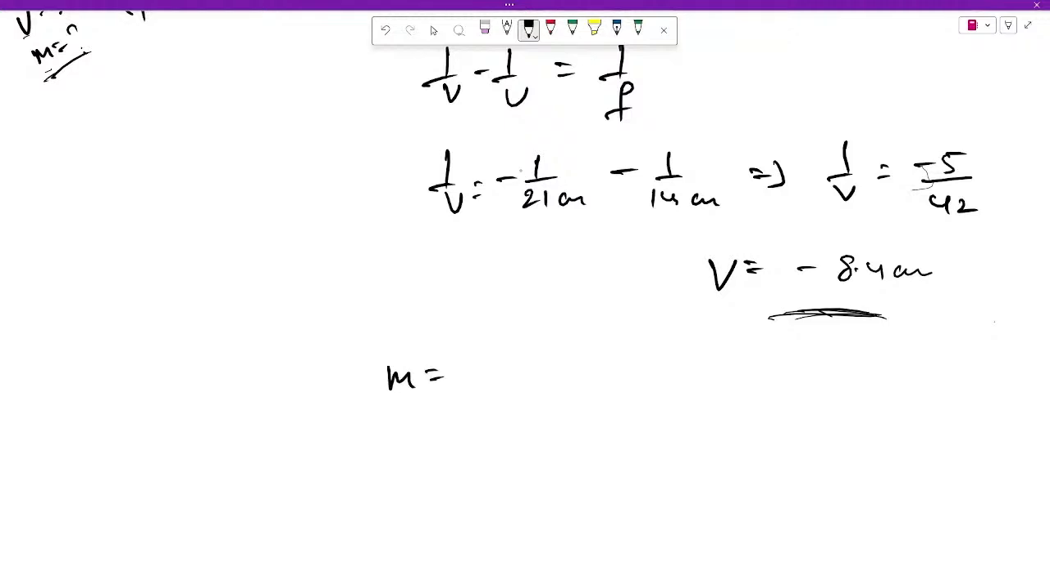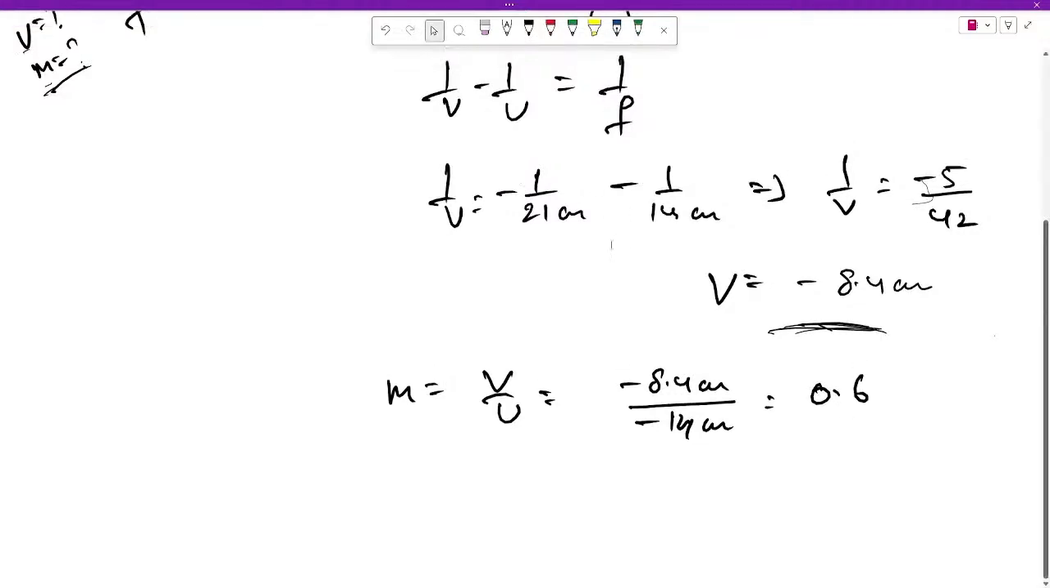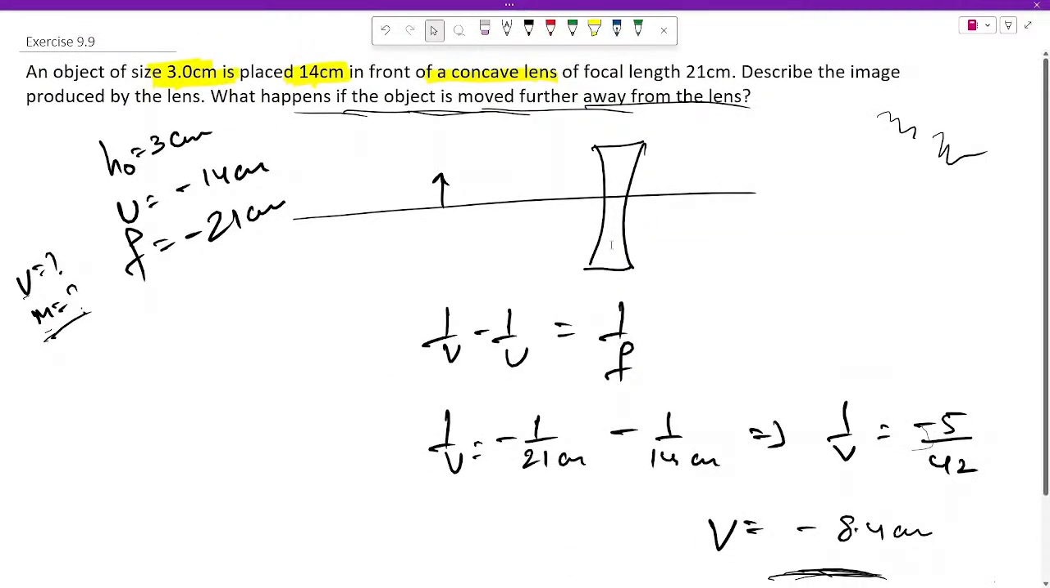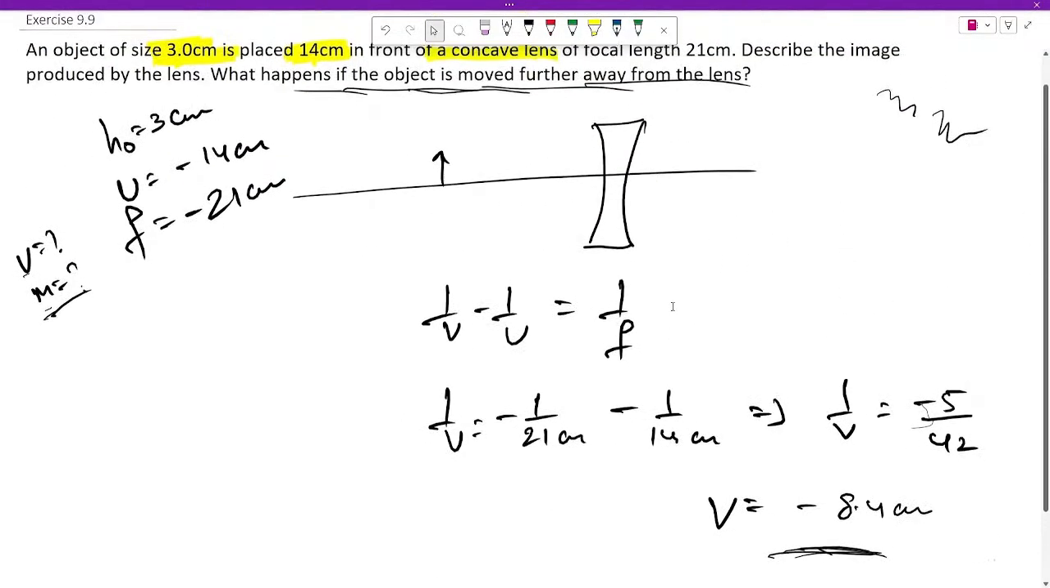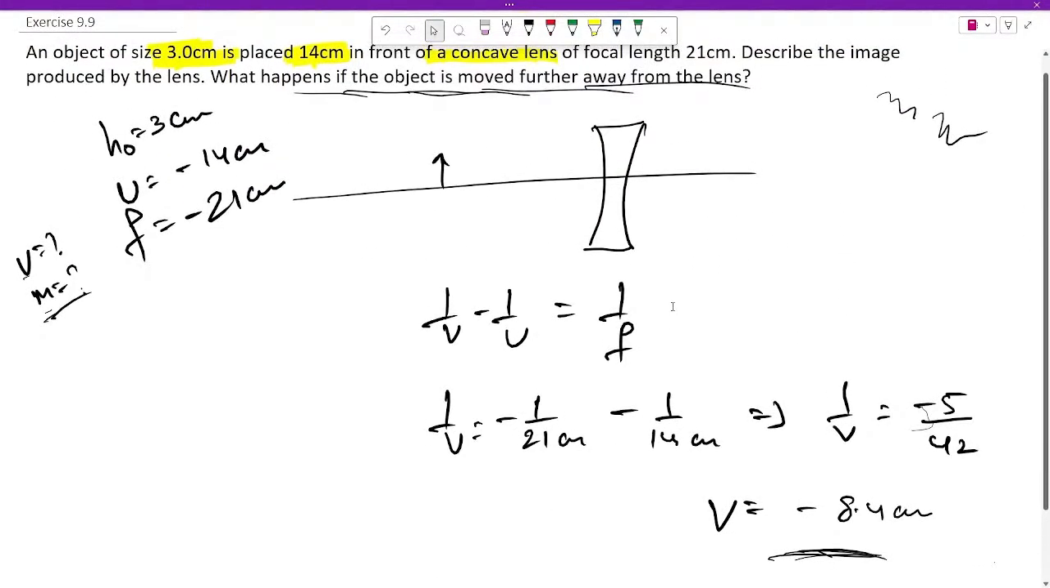Magnification for the lens is defined as v by u. Substituting the values, we get minus 8.4 centimeter divided by minus 14 centimeter, and this will give us a value of 0.6. So here magnification is less than 1, that is, the image will be diminished, and magnification is positive. That means the image is going to be virtual and erect.